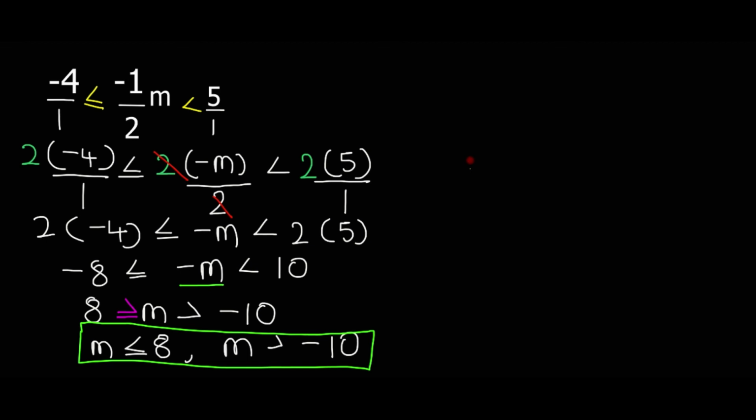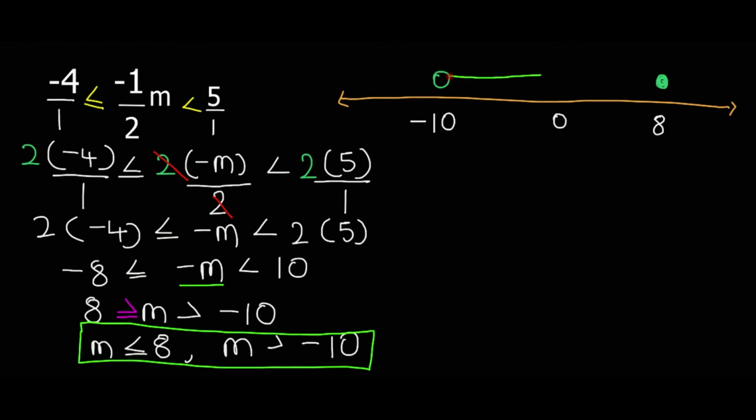And then from here we can write our answer on a number line. Remember, on the left hand side is the negative side. So from here, m is less than or equal to 8, so for less or equal we use a closed circle, and then for this one m is greater than -10, so this is -10, and because this is greater than, we go in this direction, and then this one is less than or equal to 8 in this way.